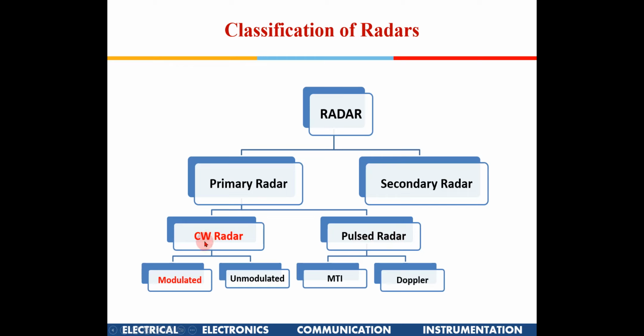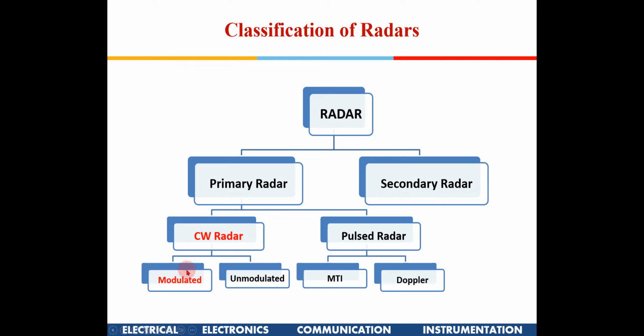Now the other kind of radar available under primary radar is known as CW radar, or continuous wave radar. Here you are not sending pulses, you are continuously transmitting RF signals, so that is why it is known as CW radar. They can again be classified into modulated and unmodulated, right? So we are going to see modulated radar in this class, and we are going to learn about unmodulated in the next class.